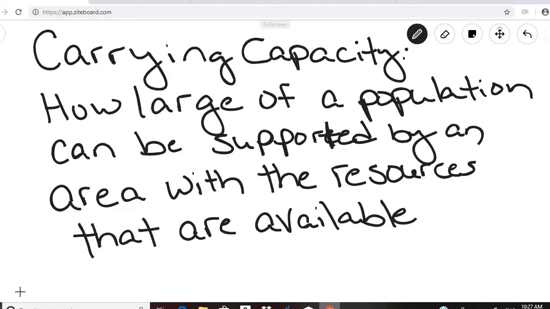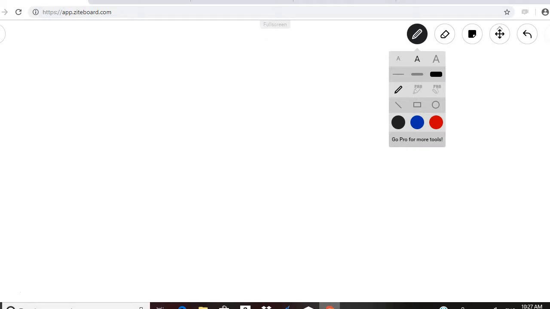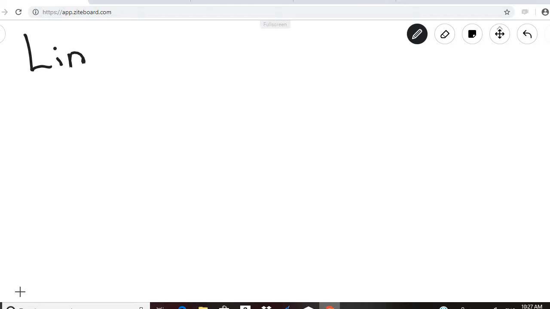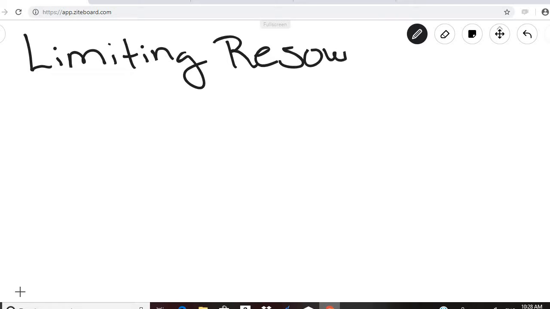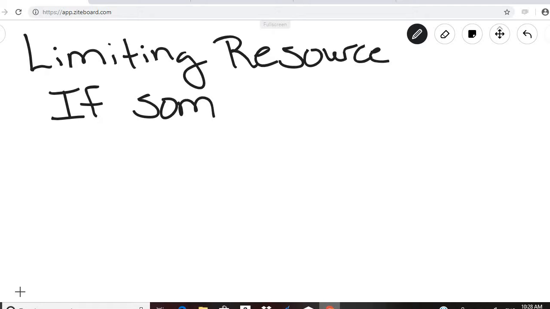So resources are needed to live, and if a needed resource is not available, then that population is not going to be able to continue to multiply, reproduce, and survive. Related to the carrying capacity is something called the limiting resource. If something is required for population growth, that is a limiting resource.